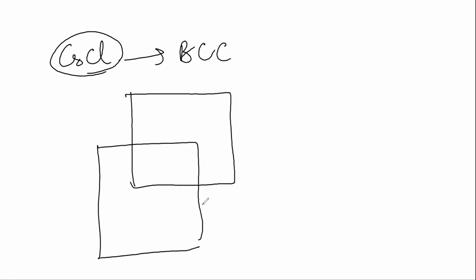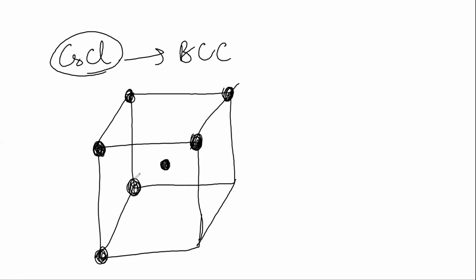Body centered cubic structure. What you have learned in BCC, you can write all the points here. In the body center I have only one atom, and at the 8 corners I have 8 atoms. So this is nothing but BCC. Okay, this is BCC.